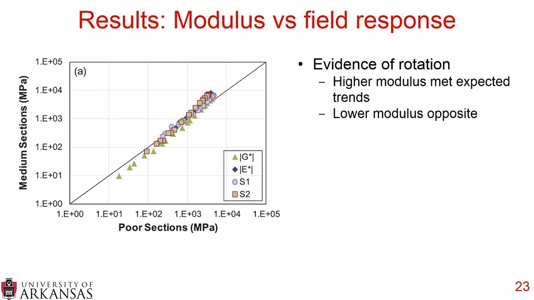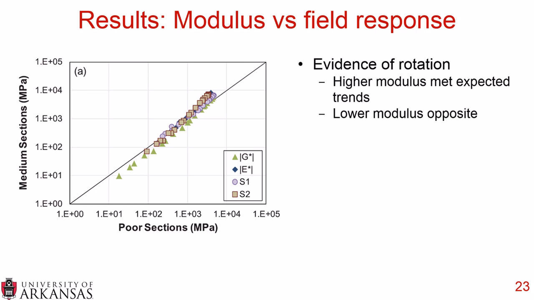First of all, there was relatively strong evidence of rotations. The higher modulus met the expected trends. We expected the medium sections, the better performing sections, to have a higher modulus than the poorer performing sections, and that happened at the higher modulus values. But there's evidence of rotation, so the lower modulus values are actually the opposite.